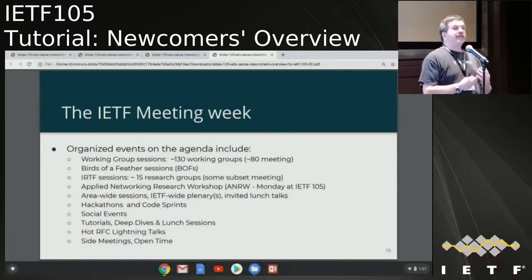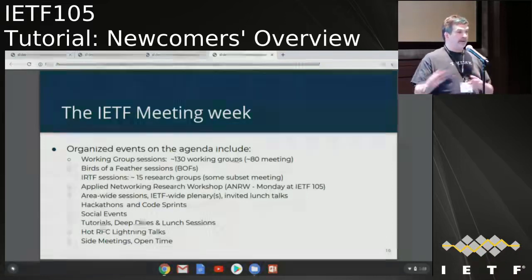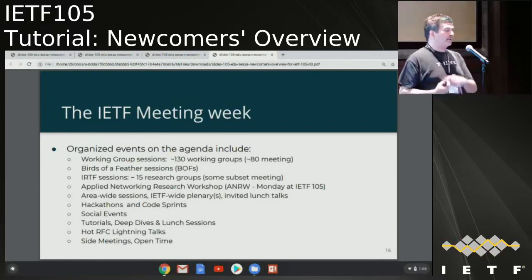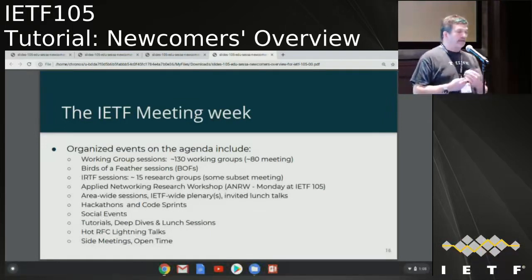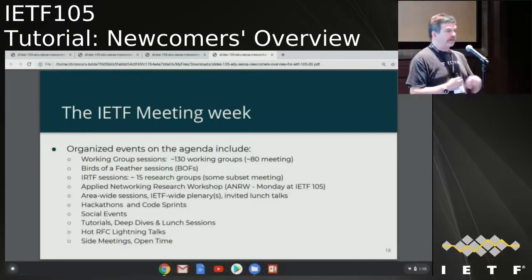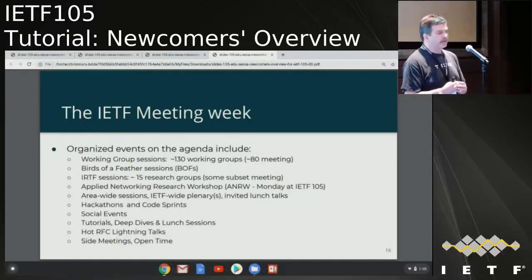There are also plenaries, 2 this year, one right after the other, a technical one and the administrative one, the paper pushing. There are invited lunch talks. There's the tutorial program, which you're part of here. There's a follow-on, another tutorial about how to write security considerations, about 30 minutes after this one. There's a social event. There's a mailing list for IETF 105 attendees. When you registered, you may have signed up or not signed up for that list.